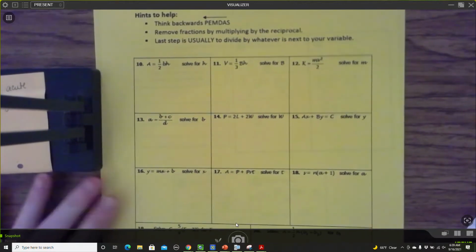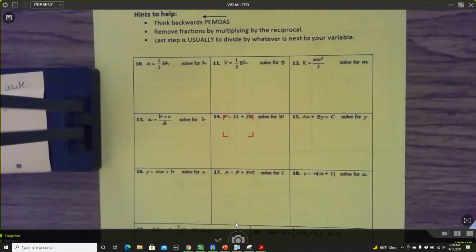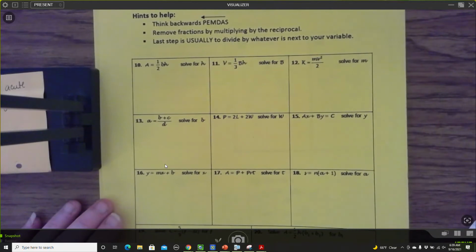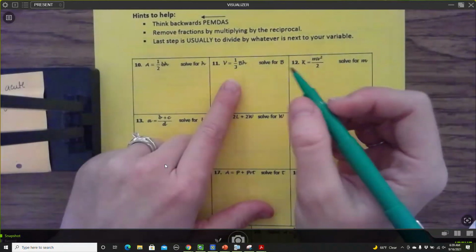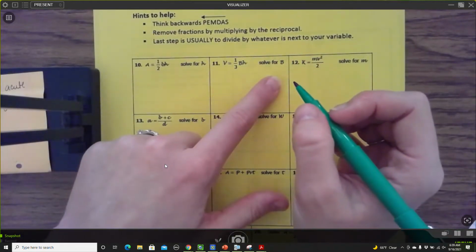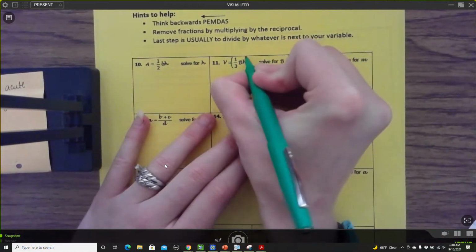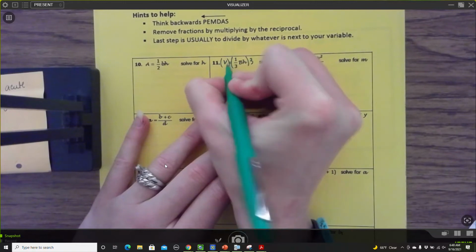So let me see if I can get this to focus a little bit better. All right, A equals 1/2 BH. We did that on the other page, so I'm not going to work that one again. 11, volume equals 1/3 BH. Solve for B. So I want to get rid of that fraction first. So I'm going to multiply both sides by 3.